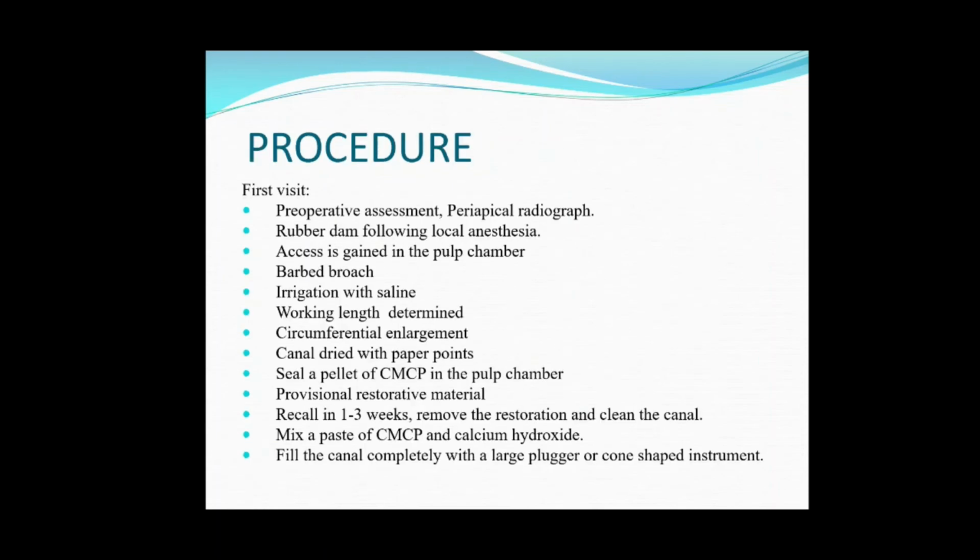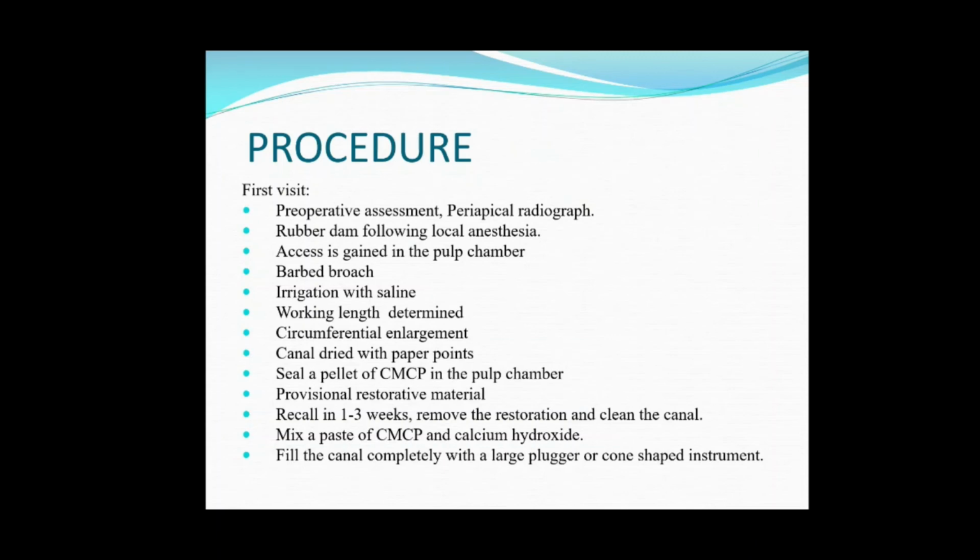The procedure for apexification: in the first visit, there should be proper preoperative assessment followed by a periapical radiograph, and then anesthesia should be given followed by rubber dam isolation. The access is gained in the pulp chamber. With the help of a broach the pulp is extirpated, irrigation is done with saline, and the working length is determined. Circumferential enlargement is done and the canals are dried with paper points.